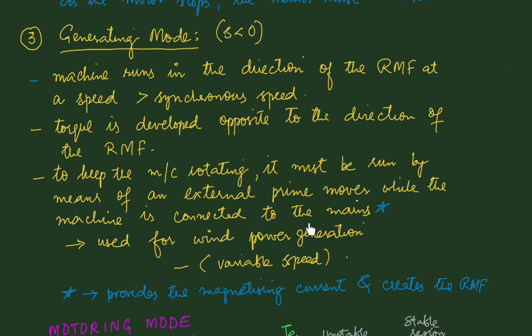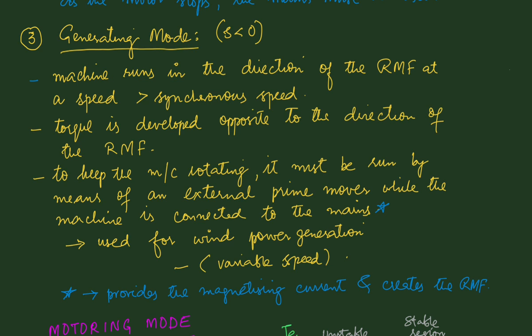So as the machine is connected to the mains and it is run by an external prime mover at a speed greater than synchronous speed, what happens, the machine supplies power back to the mains. So the mechanical power supplied by the prime mover is converted to an equivalent electrical power and is supplied back to the mains. And we make use of induction generators for wind power generation. For the normal power plants, the generator used is a synchronous generator, but for wind power generation, induction generators are preferred.